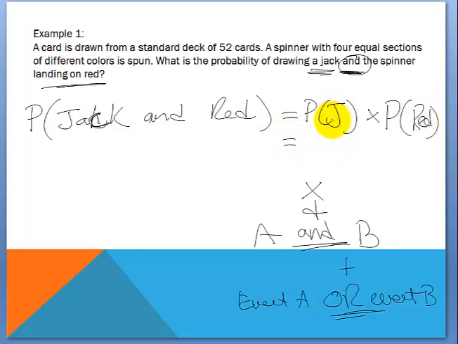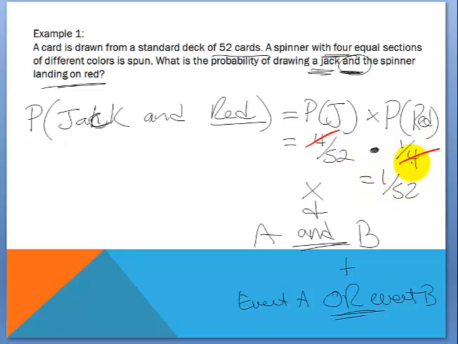How many jacks do we have in a standard deck of 52 cards? Well, there's 4 suits, and each one has a jack. So 4 over a total of 52 cards. Then we have our multiplication. Spinning a red, well, they tell us that there's 4 equal sections. So we have 1/4. There's one way we can spin a red out of the 4 sections. Then I'm just going to cross cancel. So I'm left with 1 over 52. And that's the probability of a jack and a red.